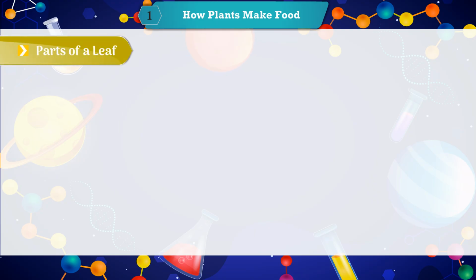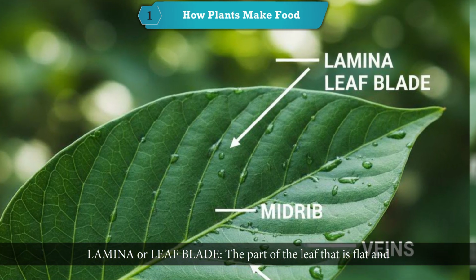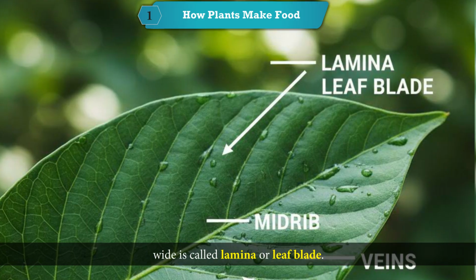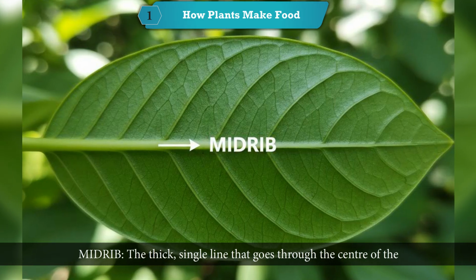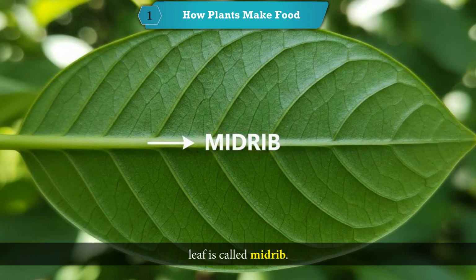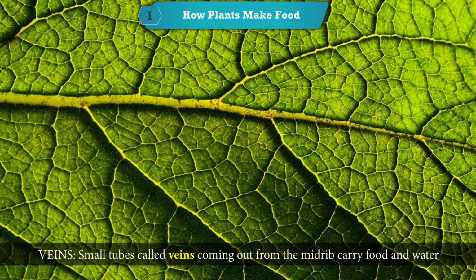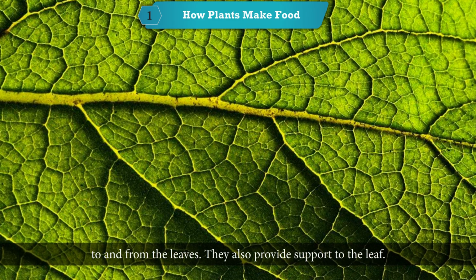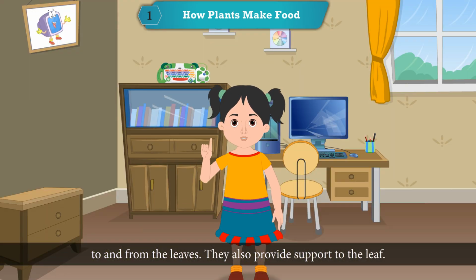Parts of a leaf. Lamina or leaf blade. The part of the leaf that is flat and wide is called lamina or leaf blade. Midrib. The thick single line that goes through the center of the leaf is called midrib. Veins. Small tubes called veins coming out from the midrib carry food and water to and from the leaves. They also provide support to the leaf.